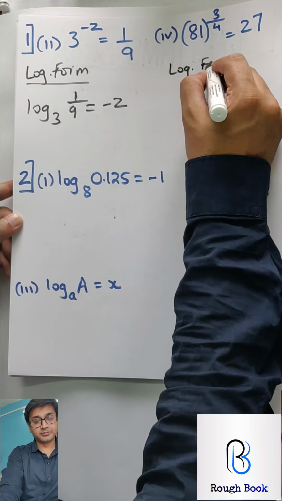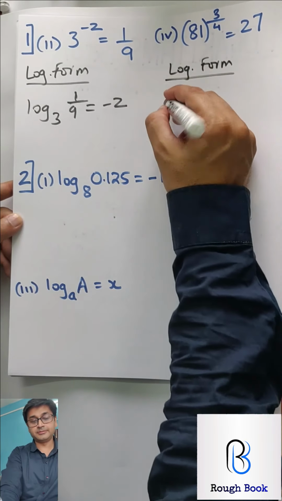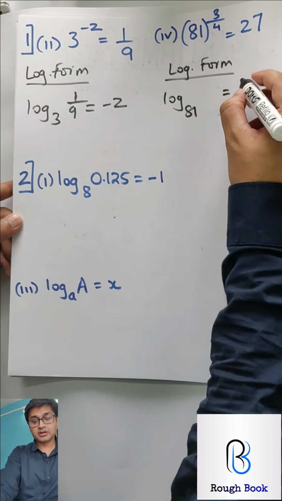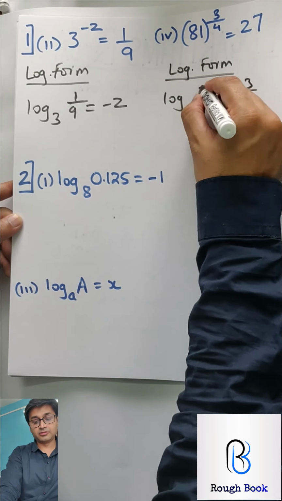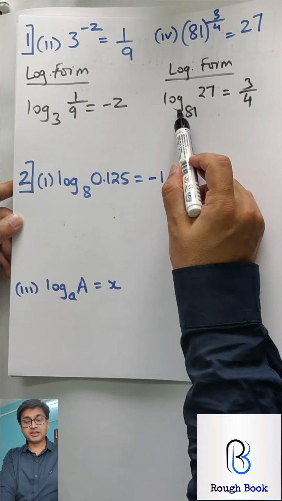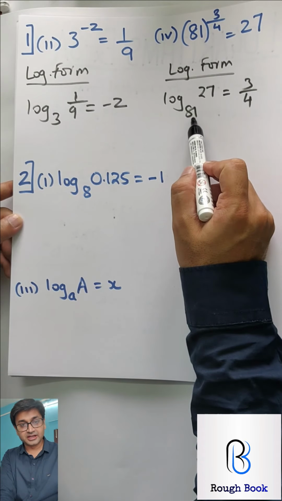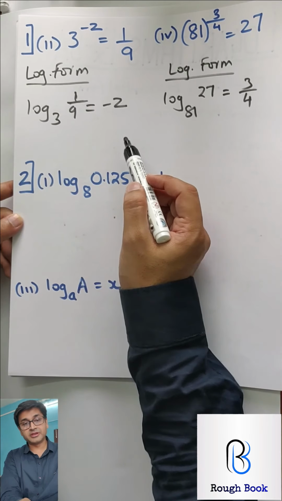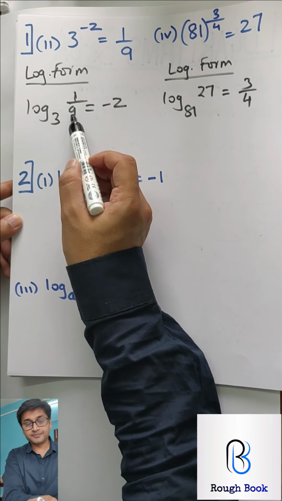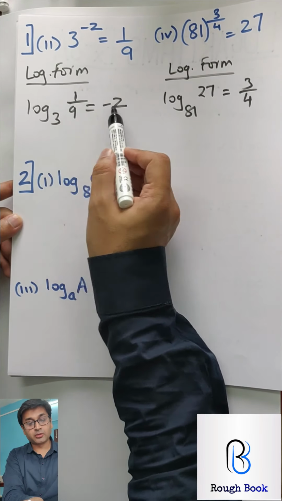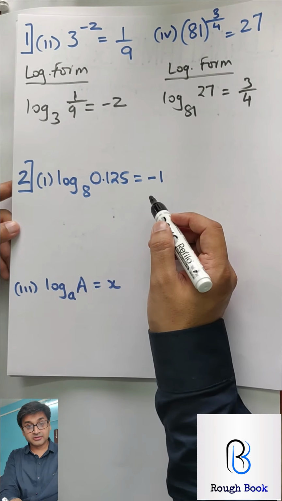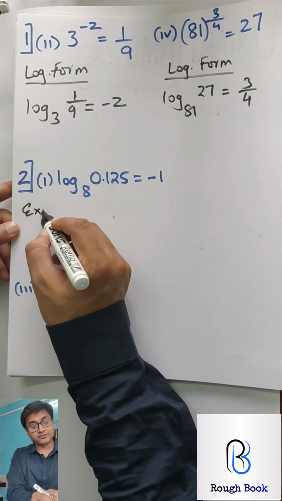Likewise log form. Come on, pause, go ahead everybody. So it's going to be log 81, 3 by 4 equals to 27. So basically log 27 to the base 81 equals to 3 by 4. How do you read this? Can you read this one for me? Log 1 by 9 to the base 3 equals to minus 2. Are you getting it?